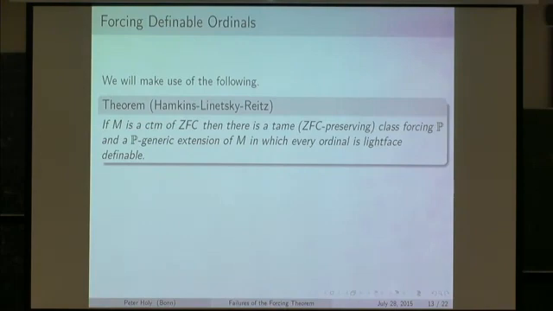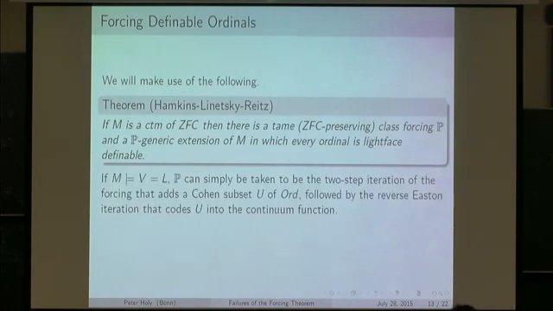So if M is a countable transitive model of ZFC, then there's a ZFC preserving, that's just what tame means really, class forcing P, and a generic extension by this class forcing in which every ordinal is light phase definable. And in fact, the result is that every element is light phase definable, but we won't need that here. And if the ground model satisfies that V equals L, you can do this by a very simple forcing. You can just, in the first stage, add a Cohen subset U of the ordinals, and then perform a reverse Easton iteration that codes U into the continuum function. So that's sufficient under the additional assumption that V equals L.